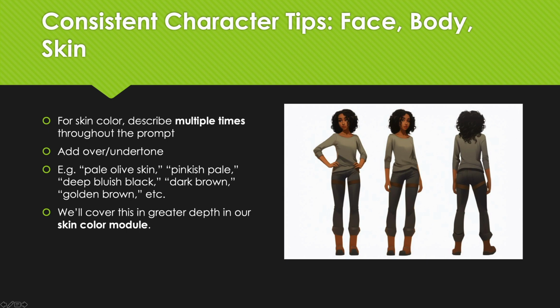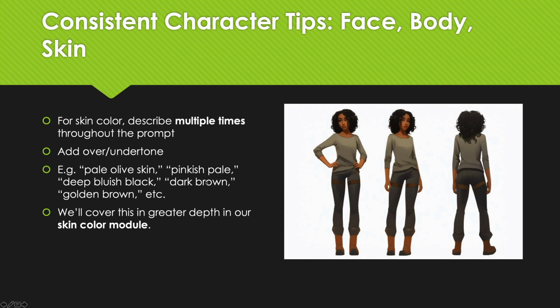For skin color, you want to describe it multiple times throughout the prompt, and you want to add the overtone and undertone. If you don't know what overtone and undertone is, don't worry about it. You have, for example, pale olive skin, dark brown, golden brown. Brown would be the overtone, golden would be the undertone. For deep bluish black, black is the overtone, bluish is the undertone. You also have golden pale or olive pale versus pinkish pale, olive brown, dark brown.